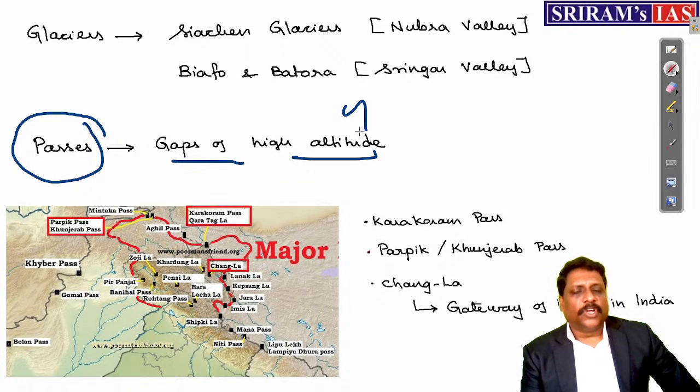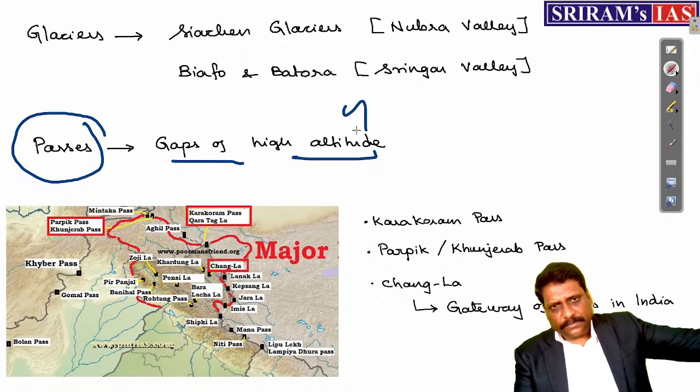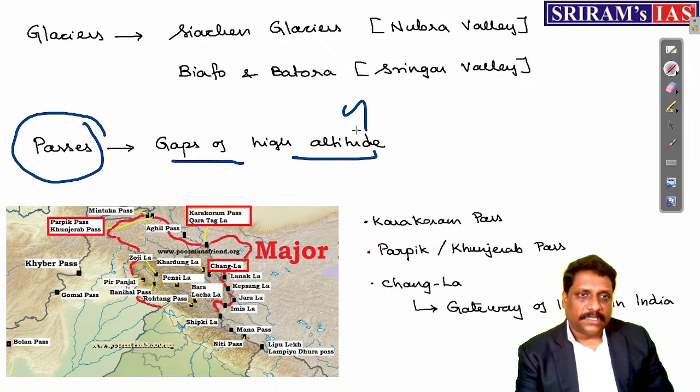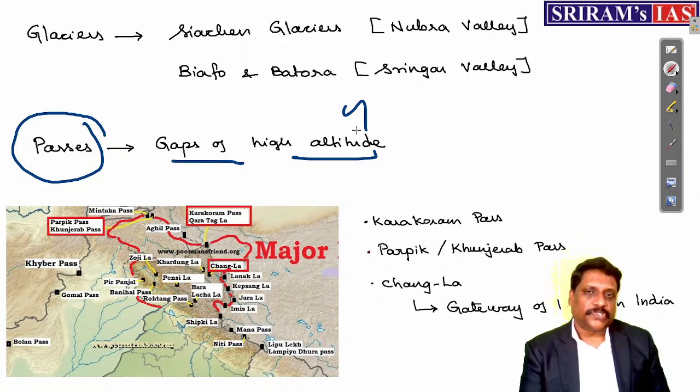Gaps of high altitude, we call them as what? Passes. In the Western Ghats, we have taken some of the passes, gaps: Thalghat Gap, Borghat Gap, Palghat Gap, etc. Similarly, we have plenty of gaps in higher altitudes. You call them as what? Passes. In that way, my dear friends, there are very important passes, right?